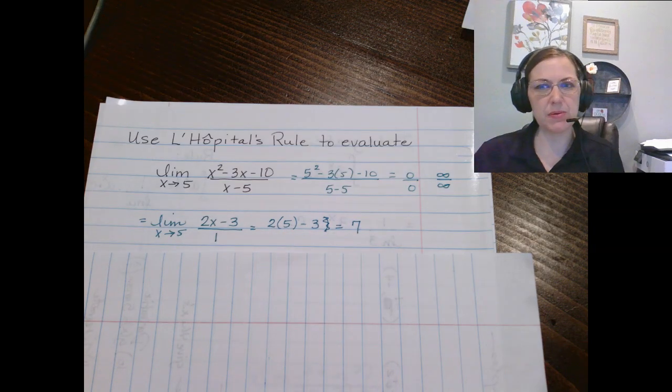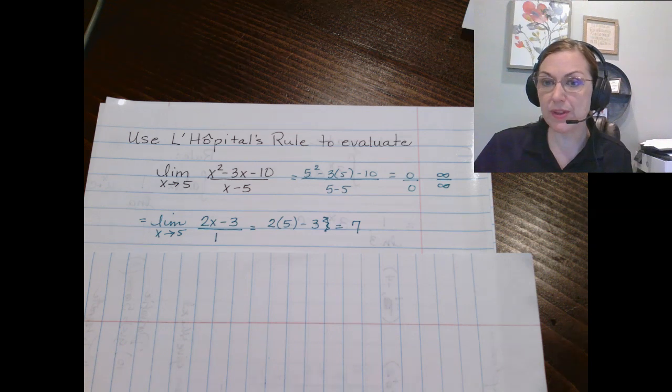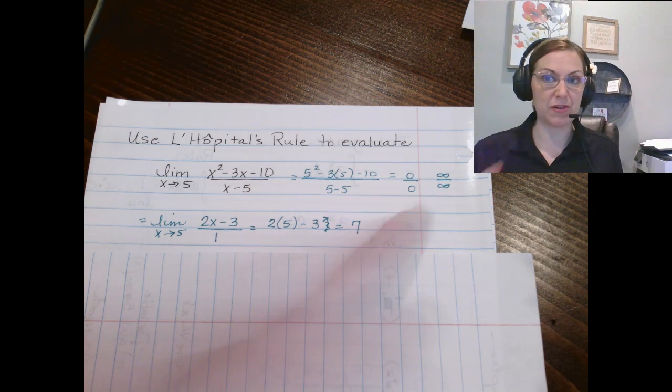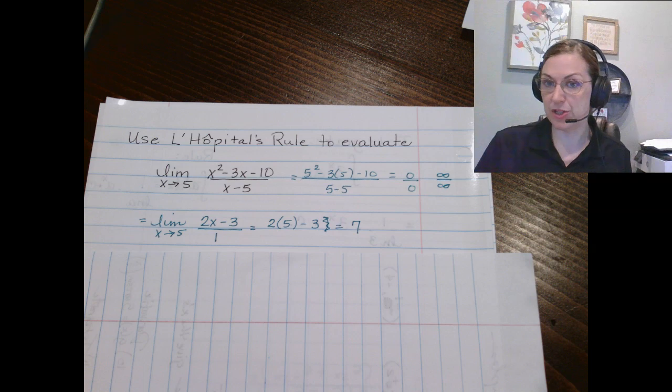So I hope that helps a little bit with L'Hopital's rule. As you're working through them, really be checking those indeterminate forms to know if you can even apply L'Hopital's rule.